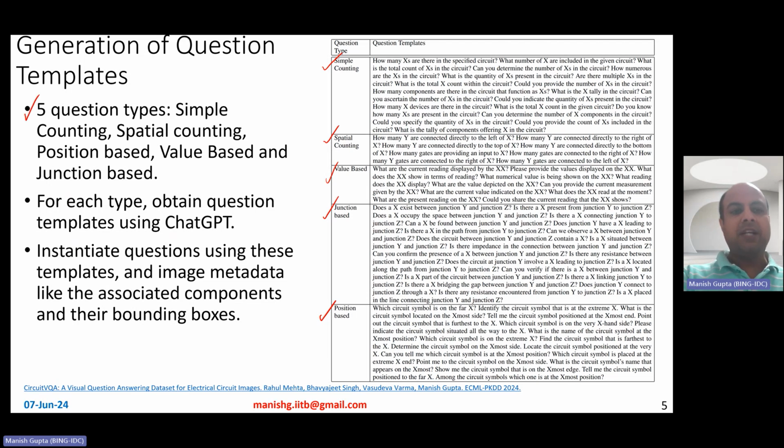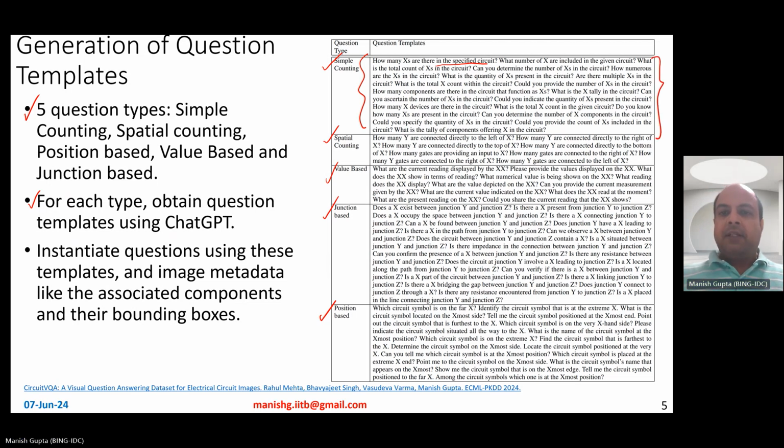For each type of question, we actually obtained question templates using ChatGPT. So what you see here are question templates using ChatGPT. For example, simple counting: how many X's are there in the specific circuit? X is, of course, a placeholder. It tells you a particular component should be there. How many resistors are there in the specified circuit, for example, right? All these paraphrases are actually obtained using ChatGPT.